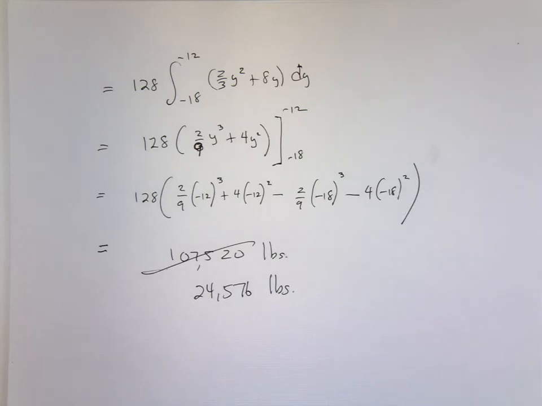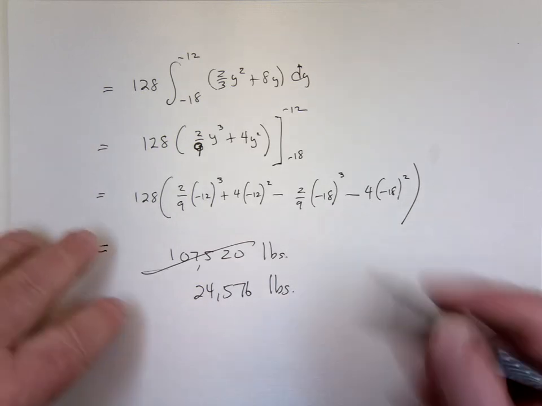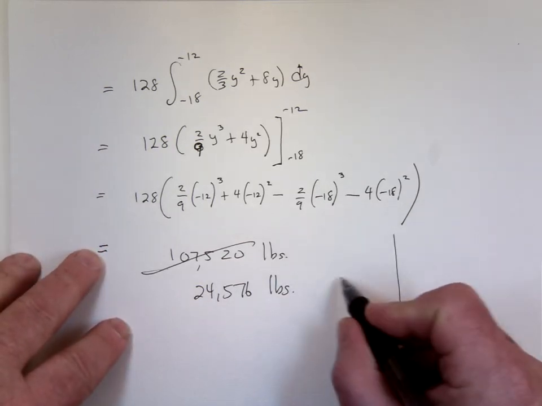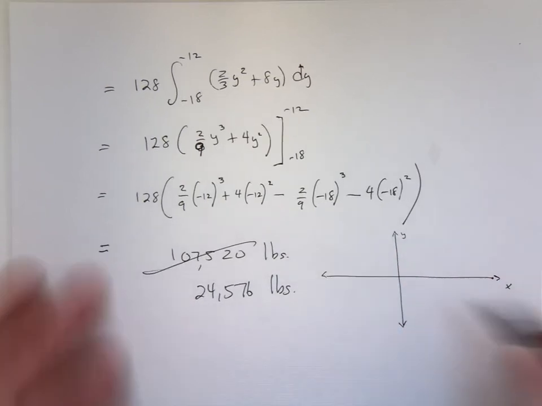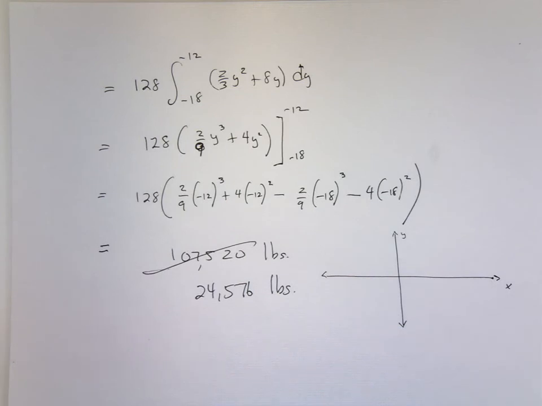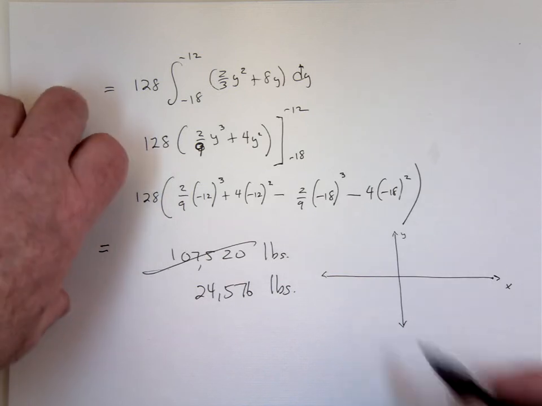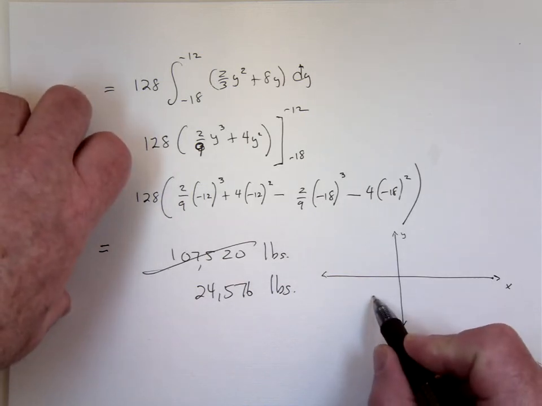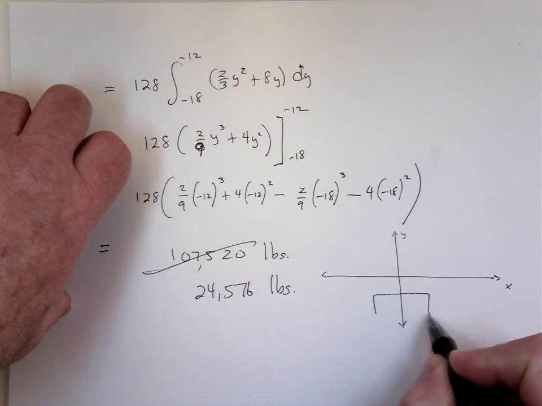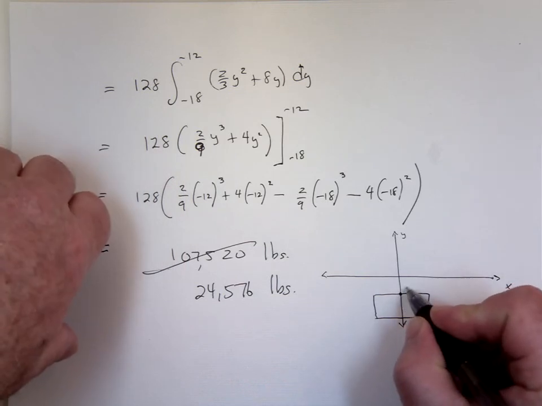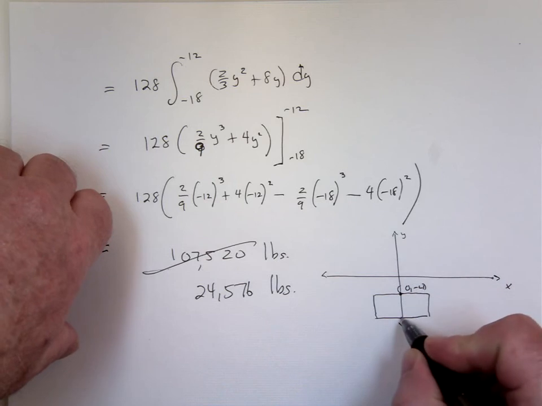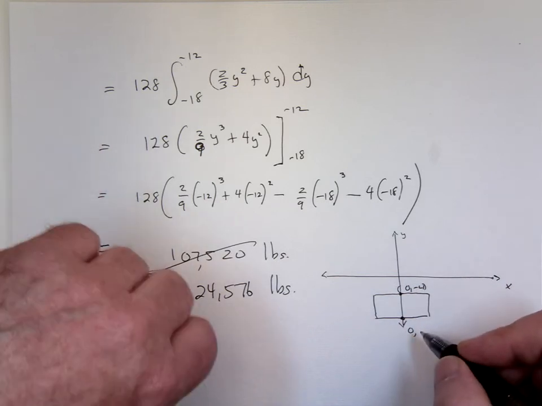So, after telling the owners of SeaWorld, you're going to have to buy a steel door to withstand the pressure of 24,576 pounds. They completely redo their thinking. And what they're going to do instead is put in a rectangular door here at a depth of 4 feet. And this door, instead of being 6 feet from top to bottom, is going to be 4 feet from top to bottom.